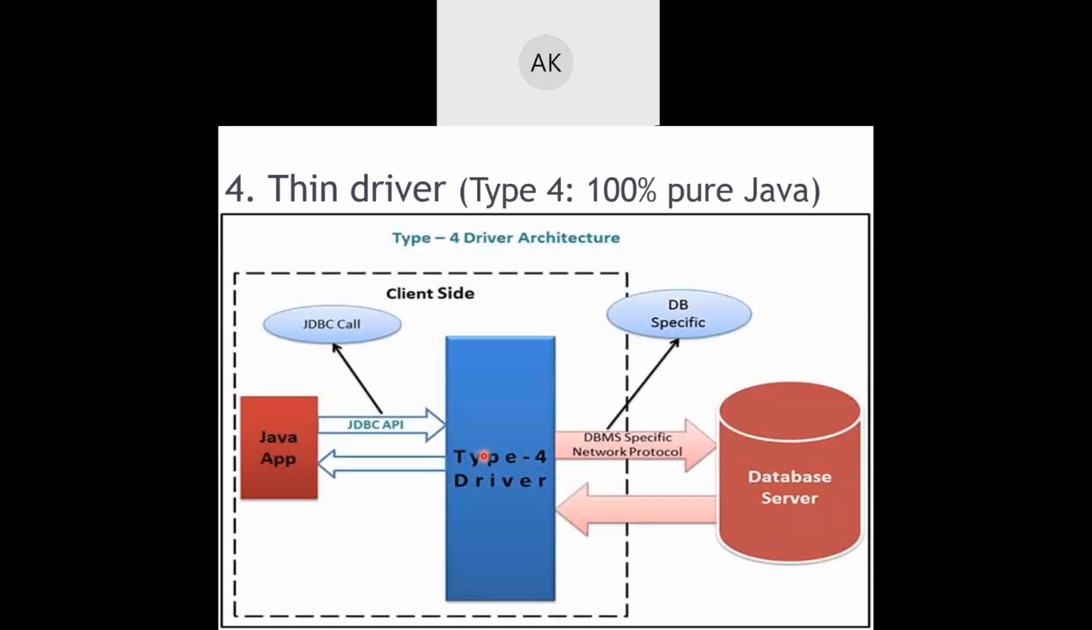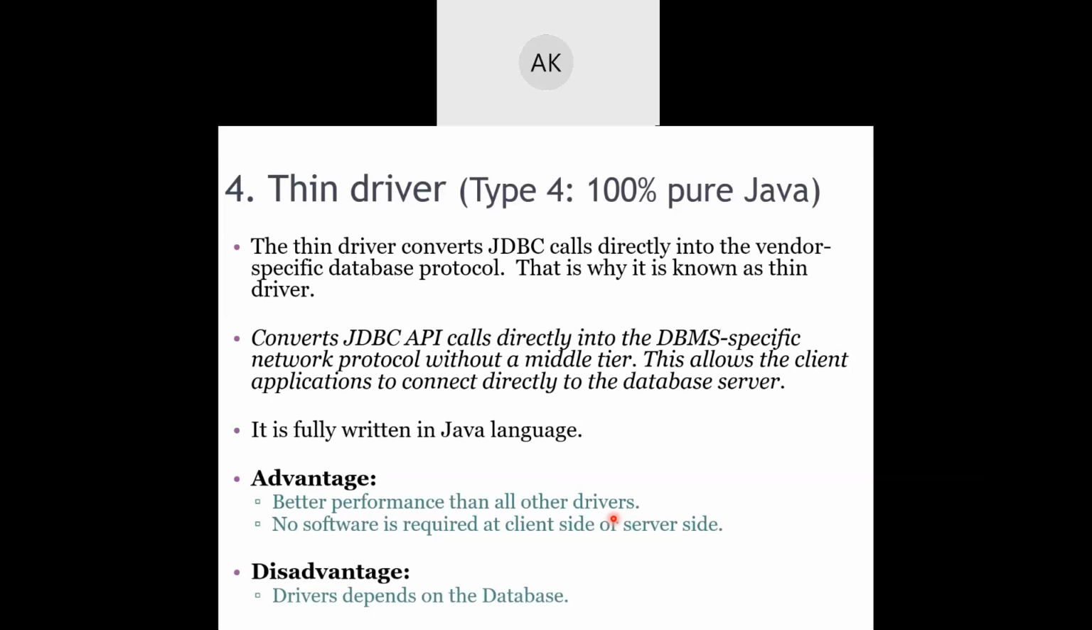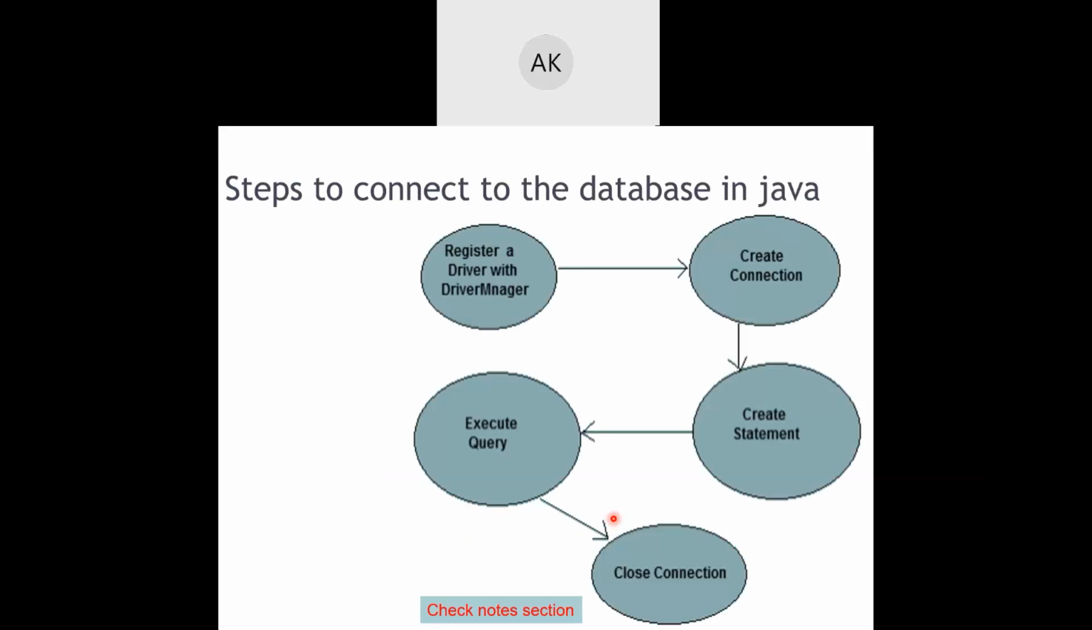Type 4 was trying to eliminate that networking dependency also. All those networking protocols were again written in Java language with more security features, and this type 4 driver was able to interact directly with the database, irrespective of any networking requirements. So these are the 4 different kinds of drivers that are present. You can go through the theory and write it there.